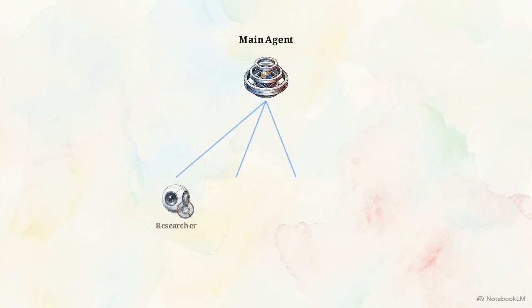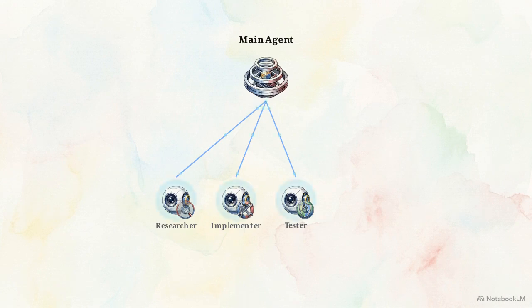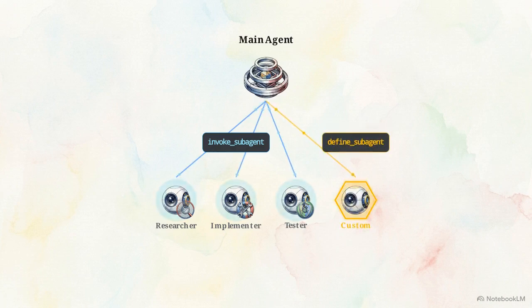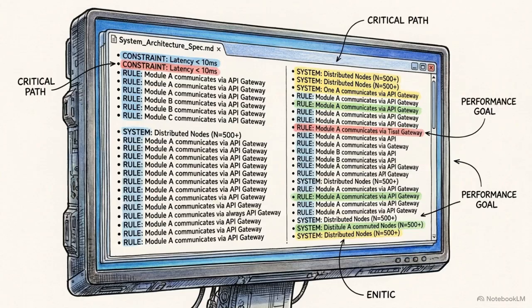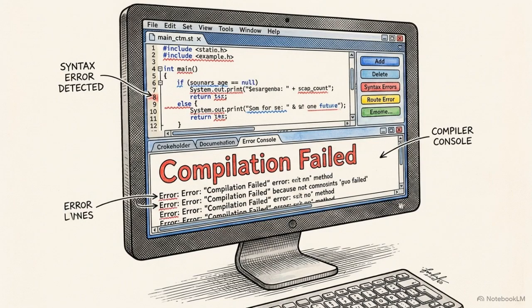This tree structure shows how orchestration operates in practice. A main agent takes your objective and spawns parallel, role-specific subagents, like a researcher, an implementer, and a tester, to execute the work simultaneously. It can pull from a standard roster using the invoke subagent command, or it can write new custom configurations on the fly using define subagent. Because these agents run out of sight, you must provide strict, detailed planning up front. If your spec is vague, you'll wait for the final artifacts only to realize they built the wrong thing.